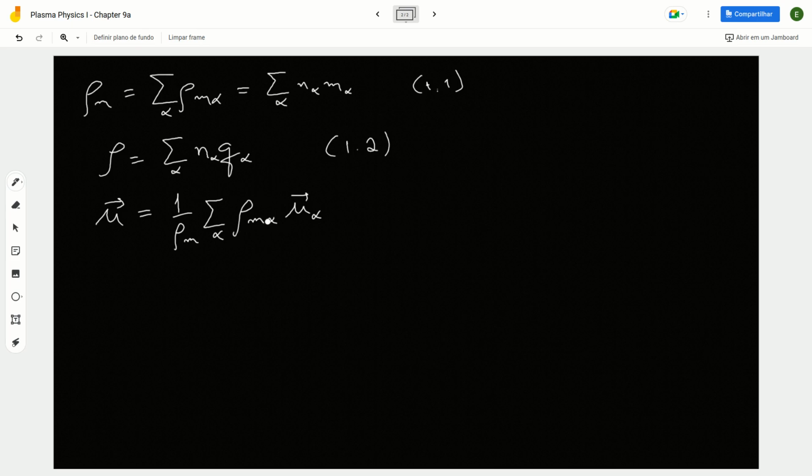If you want the mean velocity of each species in a frame moving with the mean velocity U, then you get the diffusion velocity. Diffusion velocity is denoted by W. This is for each species. You get this expression. So you have the difference between the mean velocity of each particle species and the mean velocity of your plasma. And in our case, we can use then this definition here.